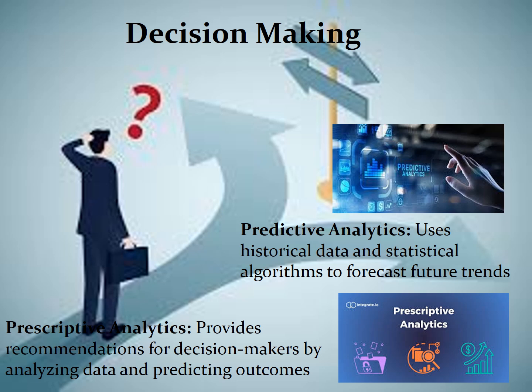to support our decision making. So one is the predictive analytics and the other is prescriptive analytics, which we already talked about before. Predictive analytics uses historical data and statistical algorithms to forecast future trends such as demand forecasting or inventory levels, and it helps us to make better decisions. The other one is prescriptive analytics, which provides recommendations for decision makers by analyzing data and predicting outcomes, enabling them to choose the best course of action in various scenarios.